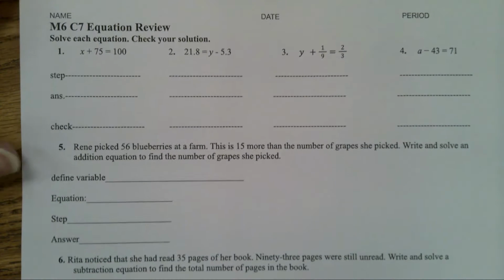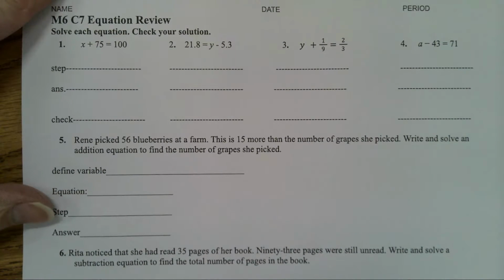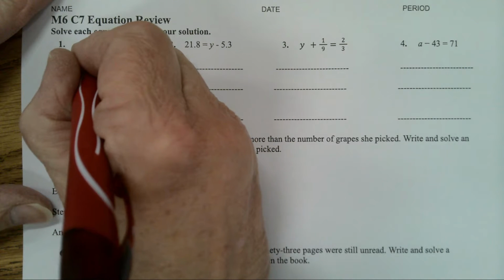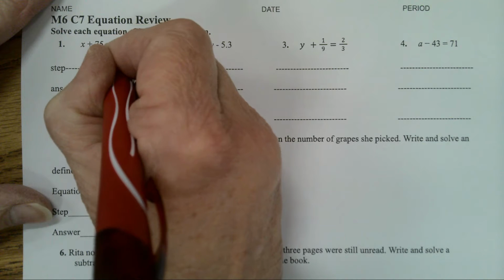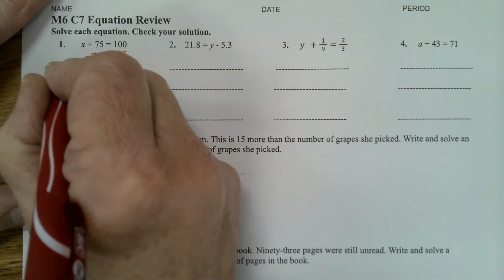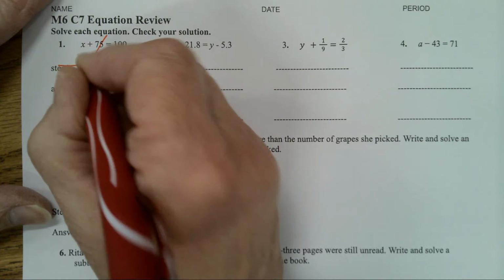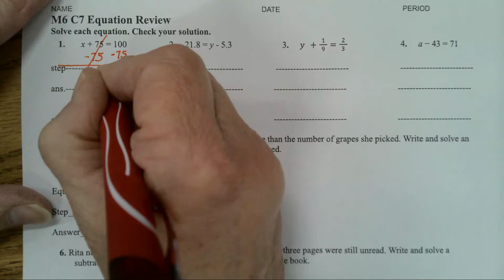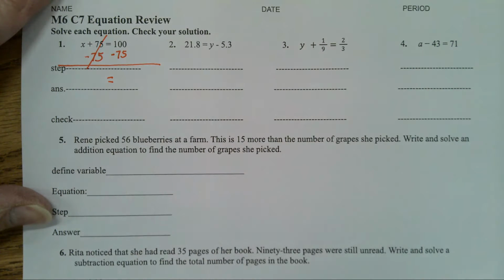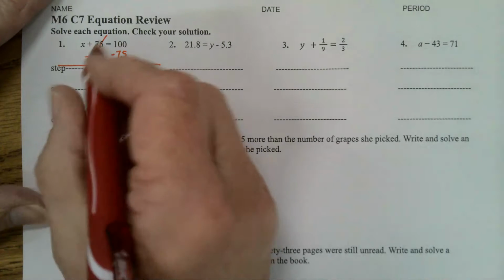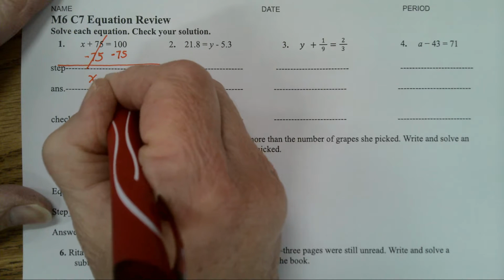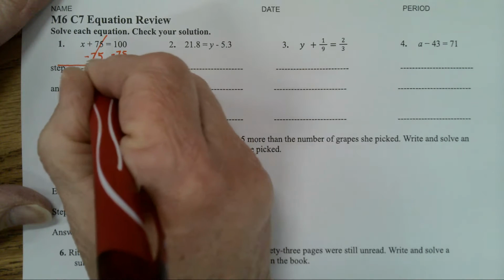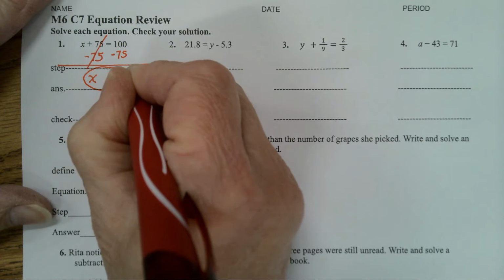In the first problem, you have to show the step. To undo adding 75, you put minus 75, minus 75. Draw your line and cancel. Bring down the equal sign. It should be underneath the equal sign in the original equation. And what do you have left? X equals 100 minus 75 is 25. Circle the answer.